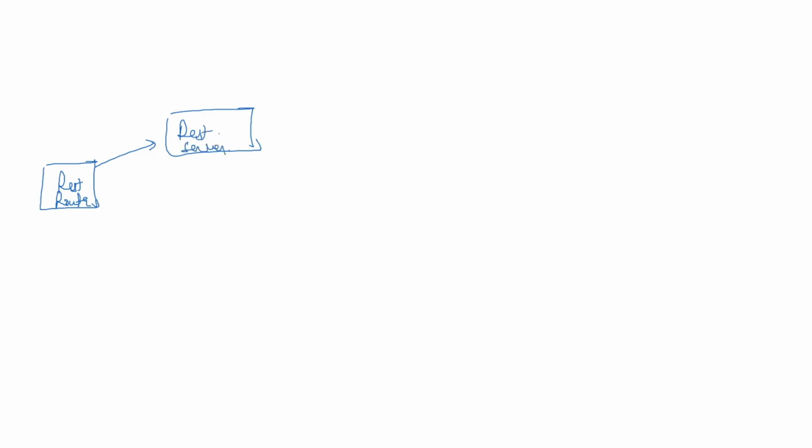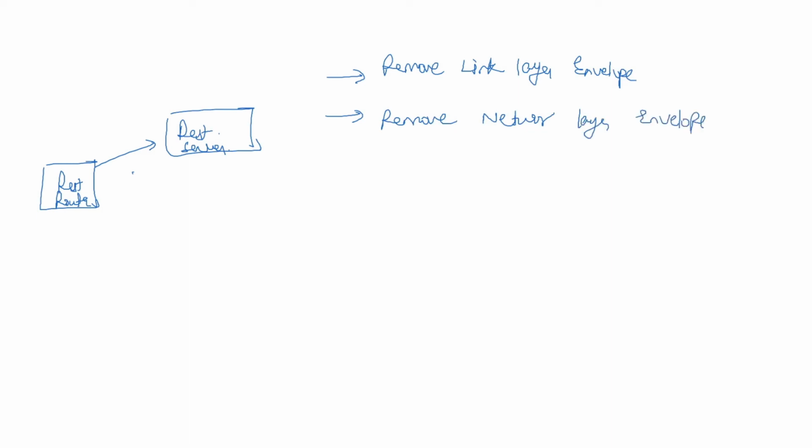So what will happen here is, once it gives it to the destination router, first of all, it will remove the link layer envelope. The first thing which will happen is removing the link layer envelope. Then it will remove the network layer envelope. Now what data will it get out from the network layer envelope? It will get the IP address, right? IP address and some other fields which are present in the network envelope. Then it will remove the transport envelope.